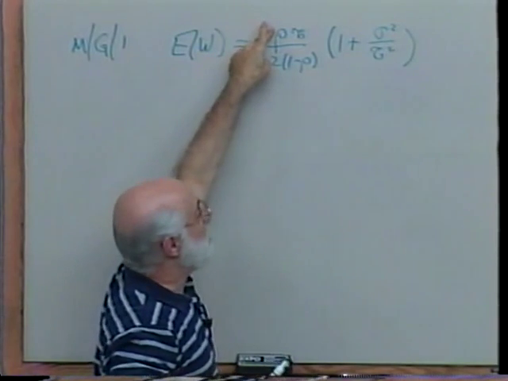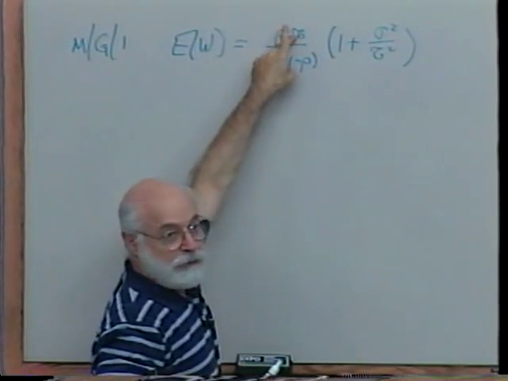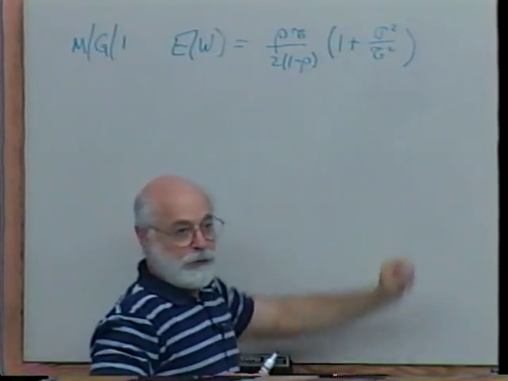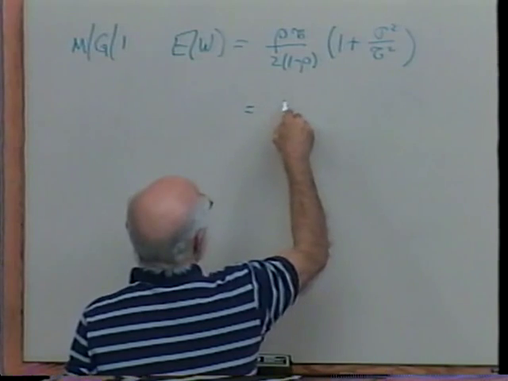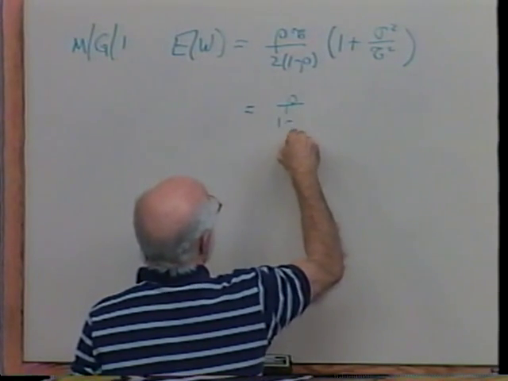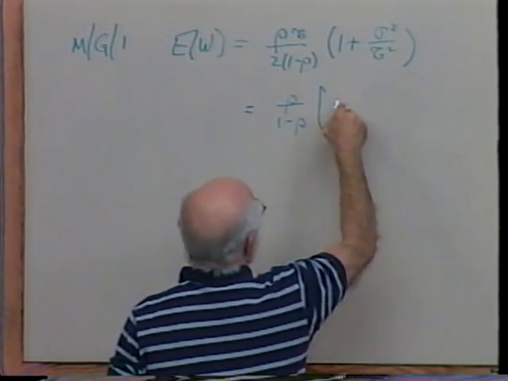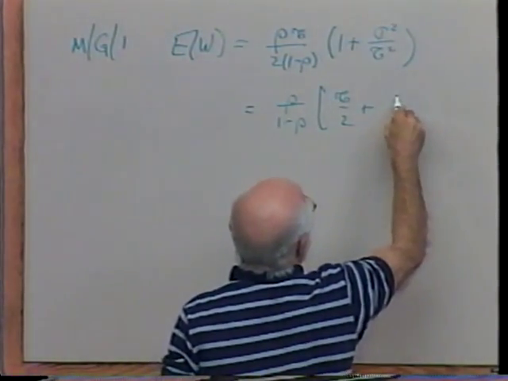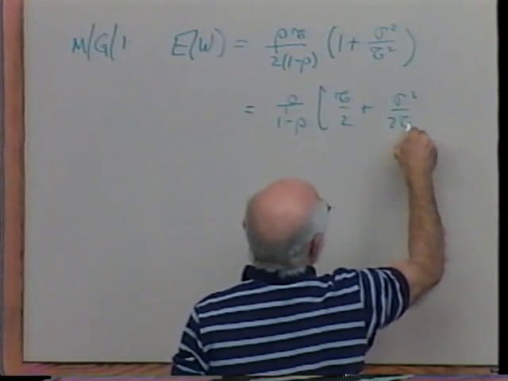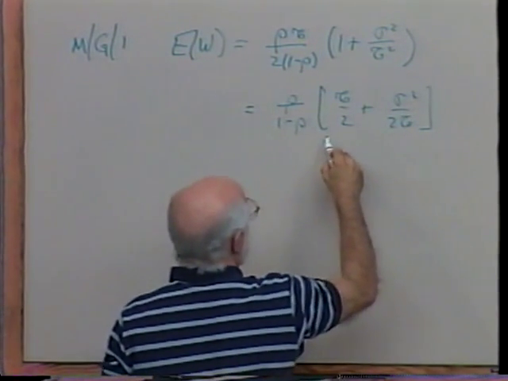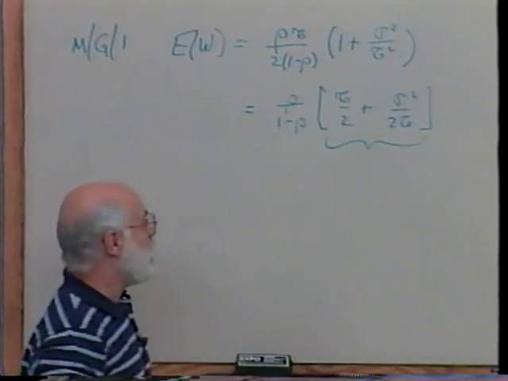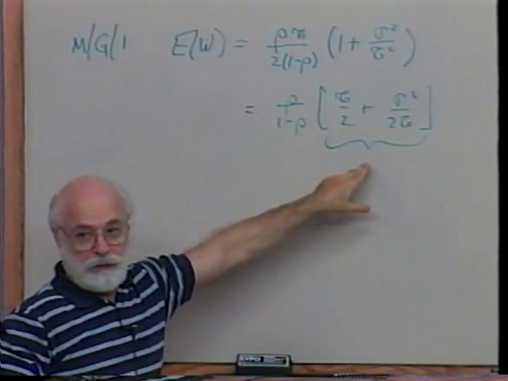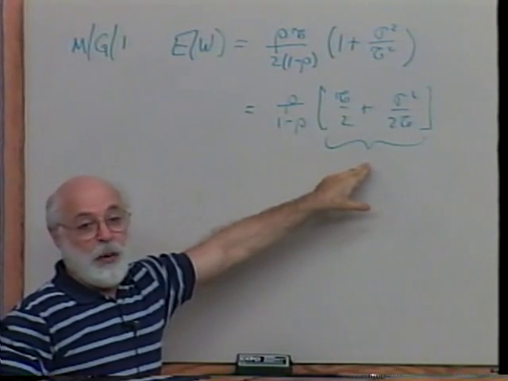That's the arrival rate times the average service time. Tau is the average service time. And sigma squared is the variance of the service times. And this can be rewritten as rho over 1 minus rho times tau over 2, I'm just multiplying through here now, plus sigma squared over 2 tau. And when you look at it this way, you recognize that this is in fact the expected value of the forward recurrence time of a service time. And that was the way we derived it.